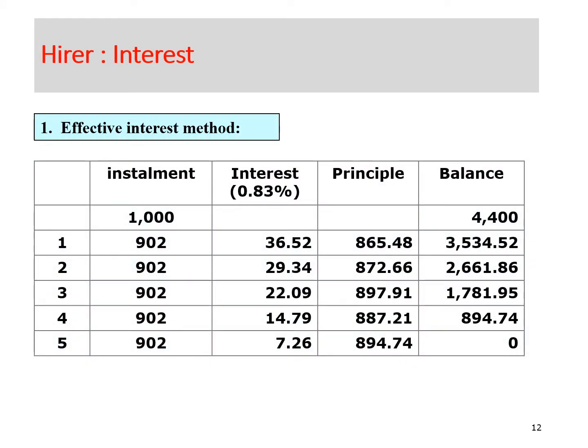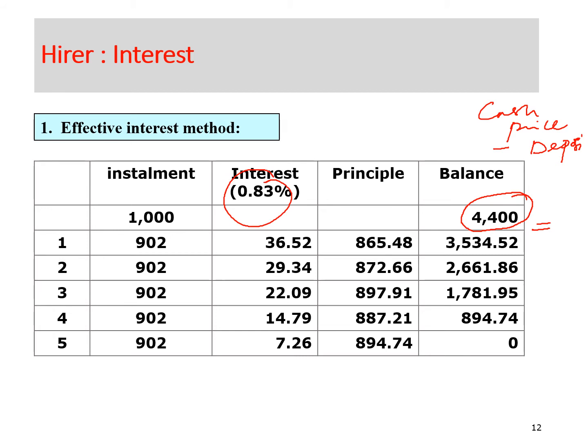In order to compute the monthly interest expense using the effective interest method, first you need to determine the beginning balance. The beginning balance is 4,400. How do you get the 4,400? It is the cash price of your assets minus the deposit that has been paid. If you take 5,400 minus the deposit of 1,000, you get the beginning balance of 4,400. The effective interest yield is 0.83.